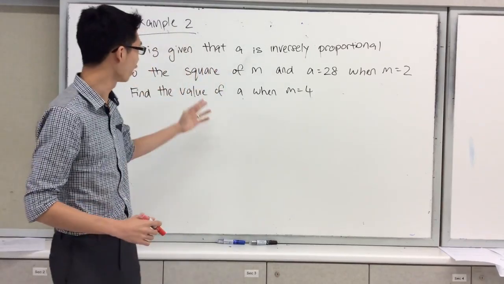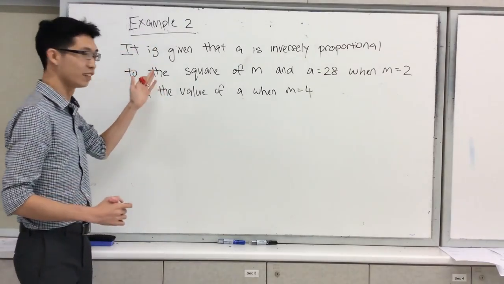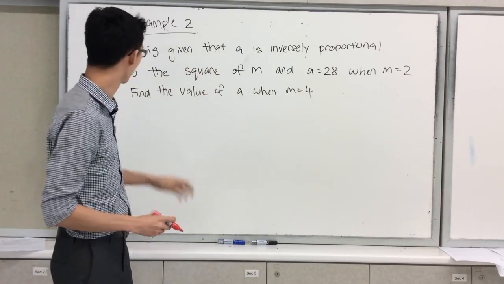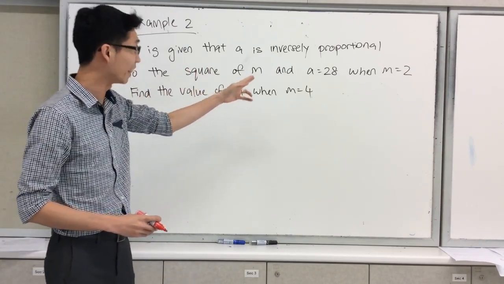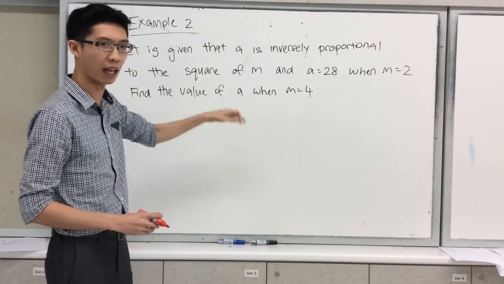Okay, class. So right now, we are going to example 2 on the topic of proportion. Let me read out a question to you first. It is given that A is inversely proportional to the square of m, and A equals 28 when m equals 2. Find the value of A when m equals 4.